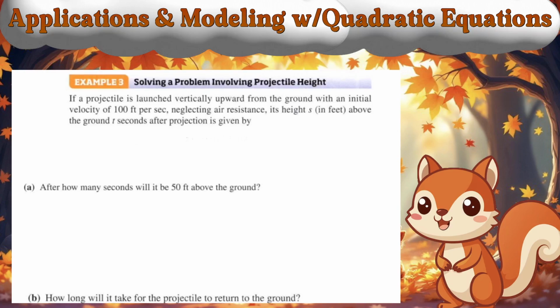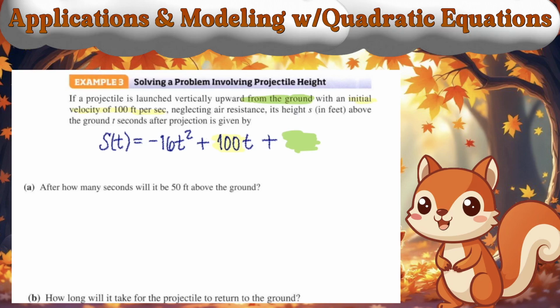Okay. So we said it's going to be S, and I might even say S of t, like f of x, right? Equals negative 16 t squared always, plus initial velocity times time. So upward, positive 100 t, plus the initial height will go here. From the ground is the detail.